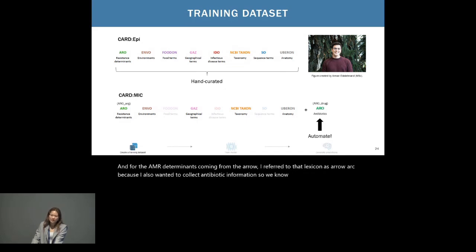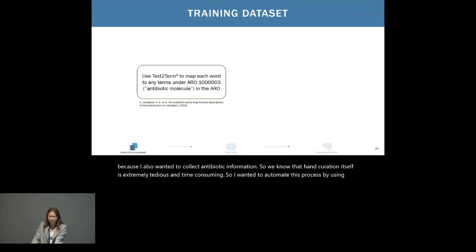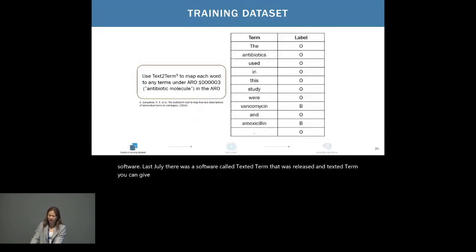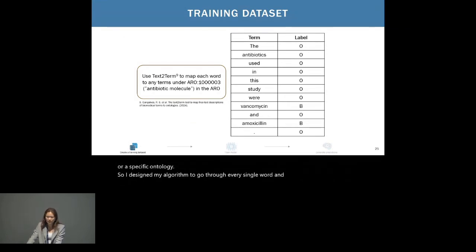We know that hand curation itself is extremely tedious and time-consuming, so I wanted to automate this process by using software. Last July, a software called Text2Term was released. With Text2Term, you can give it an input of your words, and we can map each word to a specific branch or a specific ontology. I designed my algorithm to go through every single word and label if there was a perfect match from what Text2Term had identified, then it would label that antibiotic.